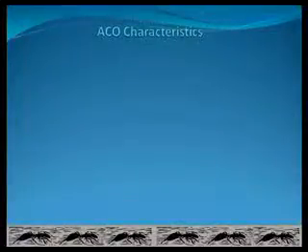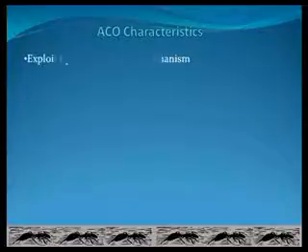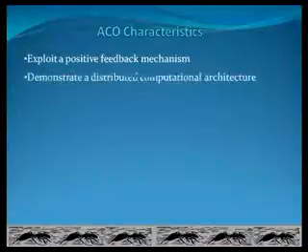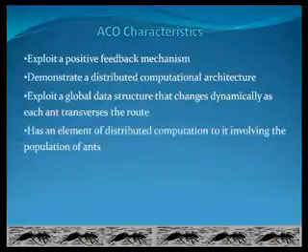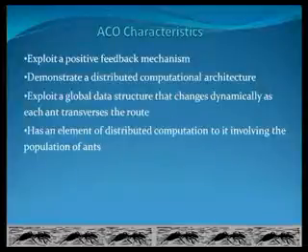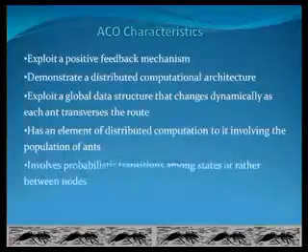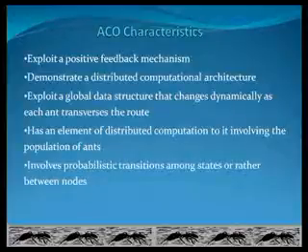Ant colony optimization characteristics. Exploit a positive feedback mechanism. Demonstrate a distributed computational architecture. Exploit a global data structure that changes dynamically as each ant traverses the route, has an element of distributed computation to it involving the population of ants, and involves probabilistic transitions among states, or rather between nodes.